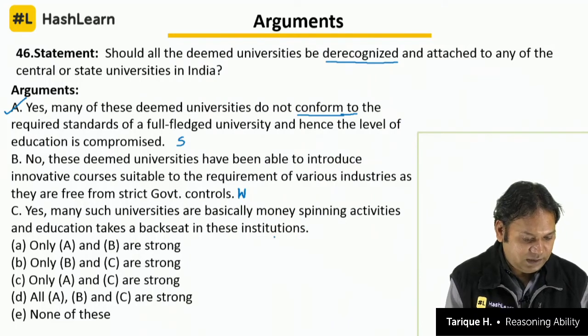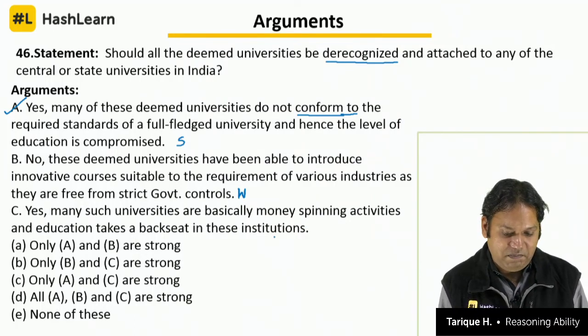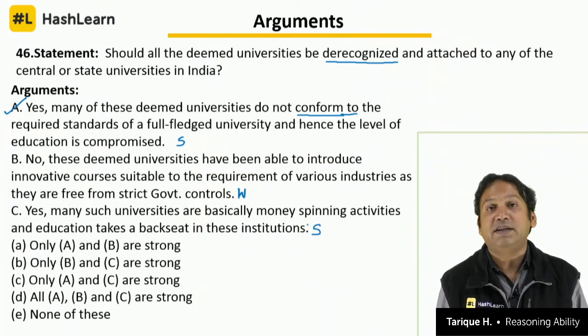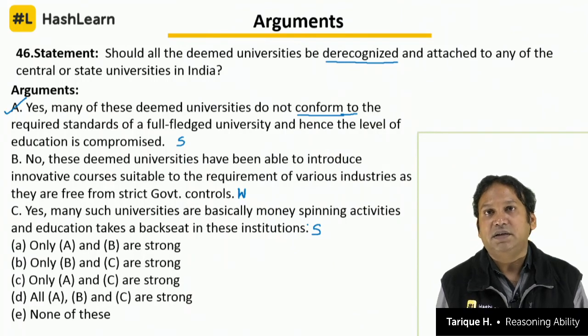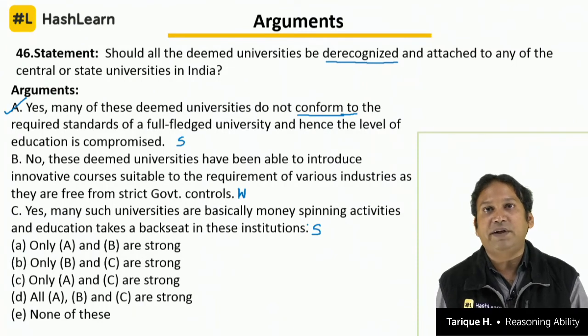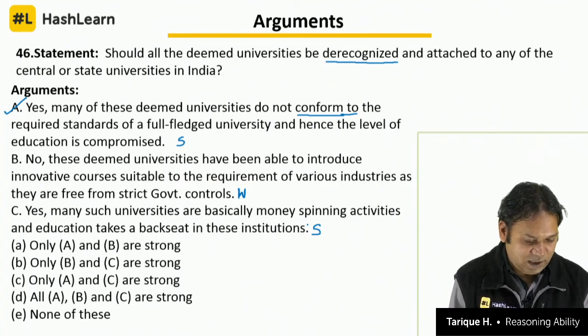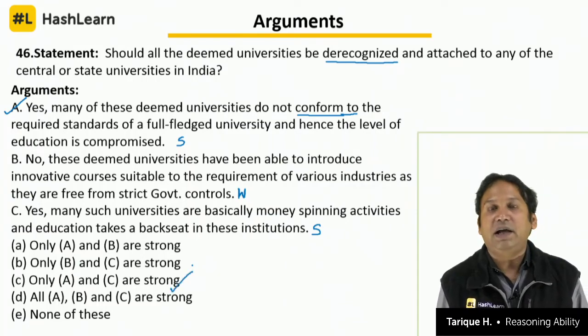Now the third one: many such universities are basically money spinning activities and education takes a back seat in these institutions. Very clearly worded strong argument that these deemed universities don't follow the fee structure given by the central or state universities, and they start charging exorbitant amounts in fees and thereby become merely a profit churning factory rather than places of learning and education. So what is the answer? Only A and C are strong.